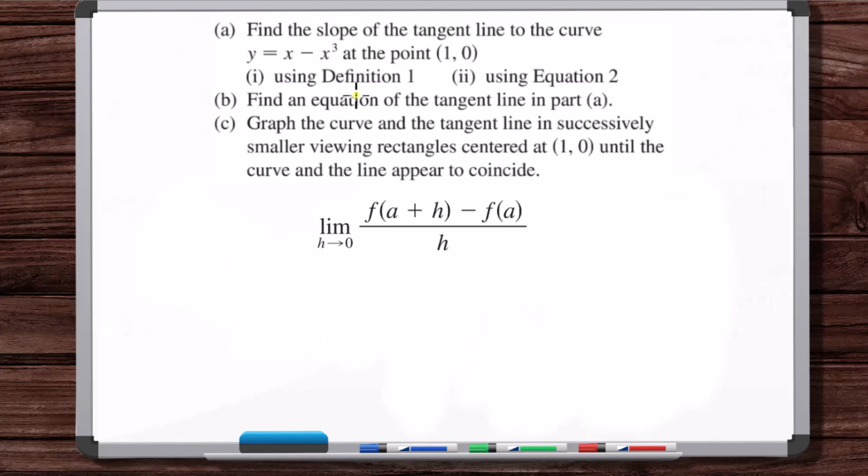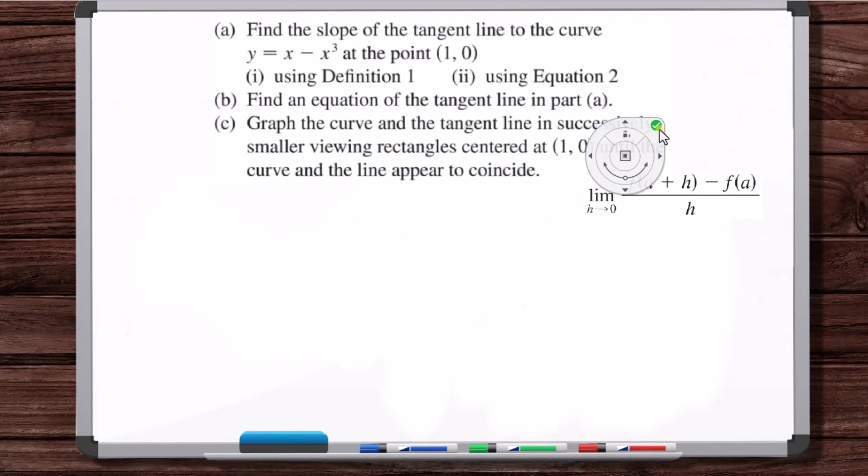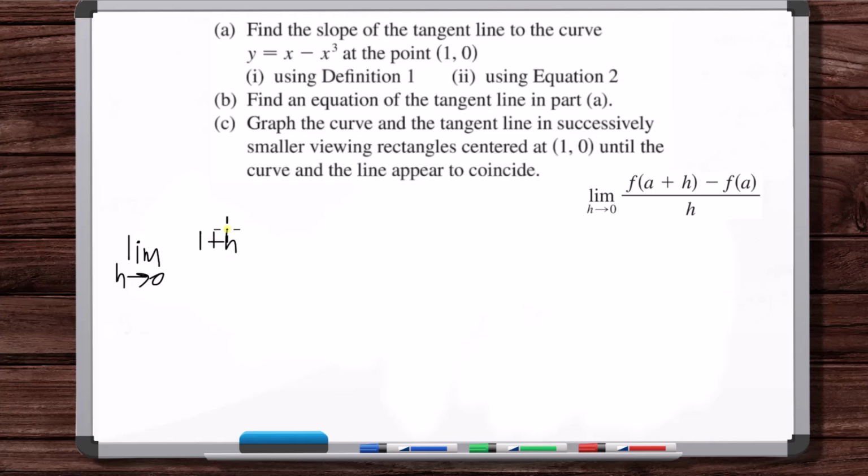Okay, now using equation 2, using this formula, I'll go ahead and plug in 1 here just to make it easier. So the limit as h approaches 0 of f of 1 plus h is what? What is y of 1 plus h? You get 1 plus h minus 1 plus h cubed, and then minus, and what is f of 1? 1 minus 1, so just 0.